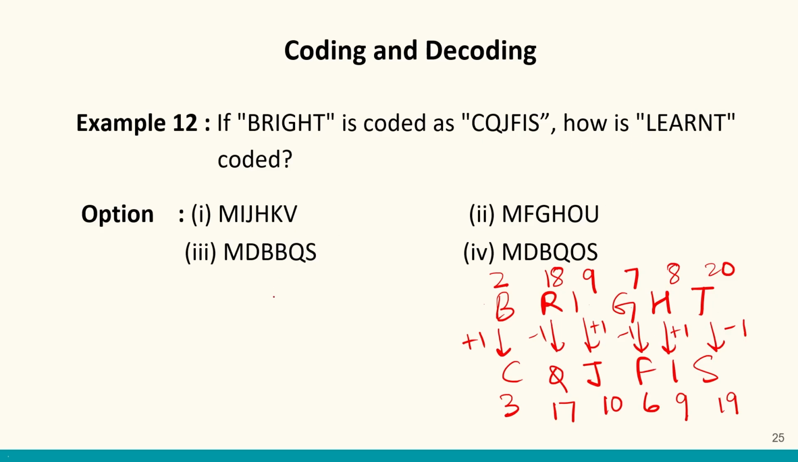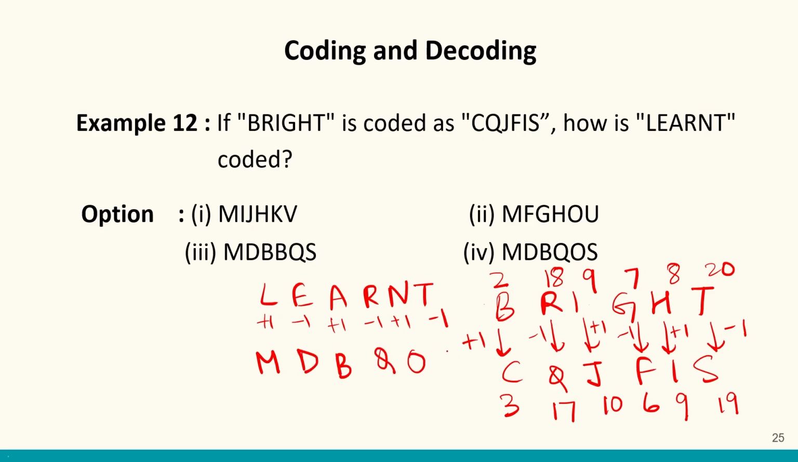So similarly, we have to find the code for learned. If I move one position forward from L, here we'll plus 1, minus 1, plus 1, minus 1, plus 1, minus 1. So if I move from here, L, M, A, B, and N, after that O. Similarly, here we have D, and here we have Q, and here we have S. So our code will be MDBQOS, which is option number 4. So our answer will be option number 4.